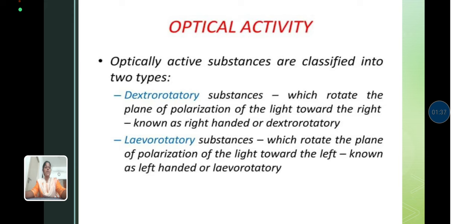Optically active substances are classified into two types: dextrorotatory substances and levorotatory substances. Dextrorotatory substances rotate the plane of polarization of light toward the right, and are known as right-handed. Those which rotate the plane of polarization of light toward the left are known as left-handed or levorotatory.